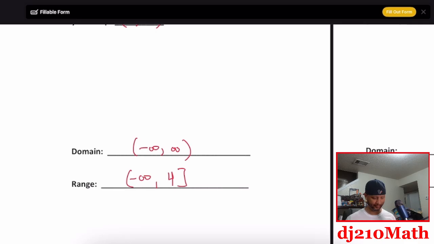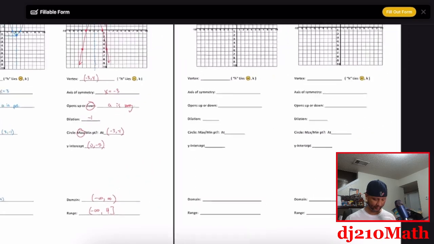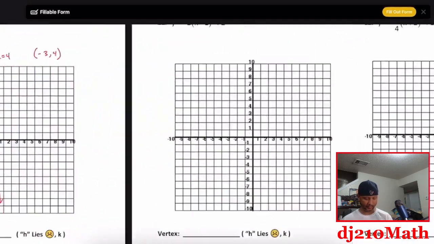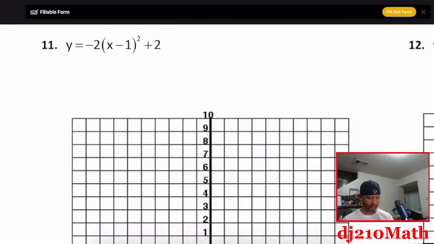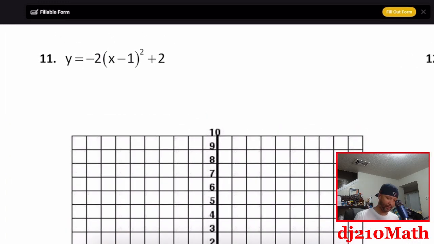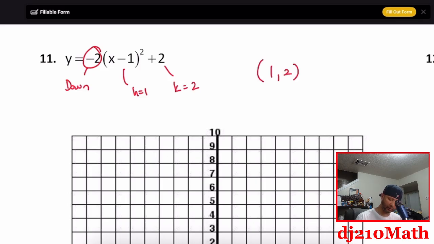Okay. Last page. All right. It opens down, for sure. A is negative. The h is 1. k is 2. So the vertex is 1, 2.